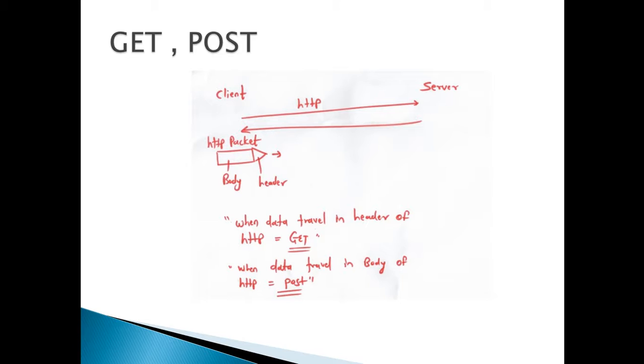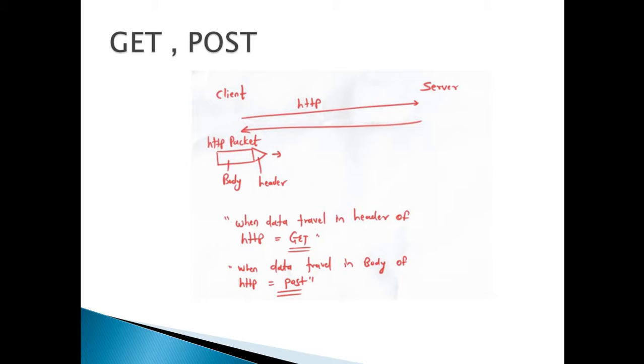As you can see from the diagram in front of you, we have a client, which is a browser. We have a server, which can be a web server wherein a website is hosted. When the request is raised by the client or browser, the request is always given using HTTP as a protocol. A packet is sent from client to server and the response is sent back in the same way from server to client. When the request is raised from client to server, how is data passed on from client to server or server to client? Is the data passed in the header section of HTTP or in the body section of HTTP? Based on that, the request type is decided.